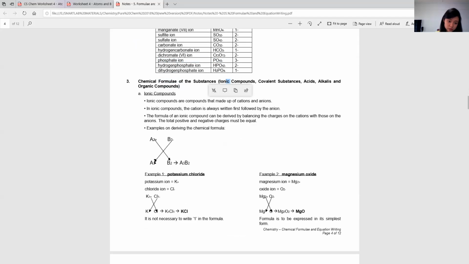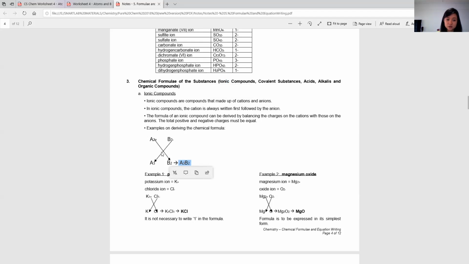If it's a 3, then you put a 3 at the bottom. Then you copy down the whole of the B. Then if it's a 2 at the charge 2 plus, then you just bring down the 2. So your formula will be A3B2. Okay, which makes sense because if A gives away 2 and B takes in 3, you need 3 of A to tally up with 2 of B so that you give away 6 and take in 6. Okay, so that's where you get this formula.